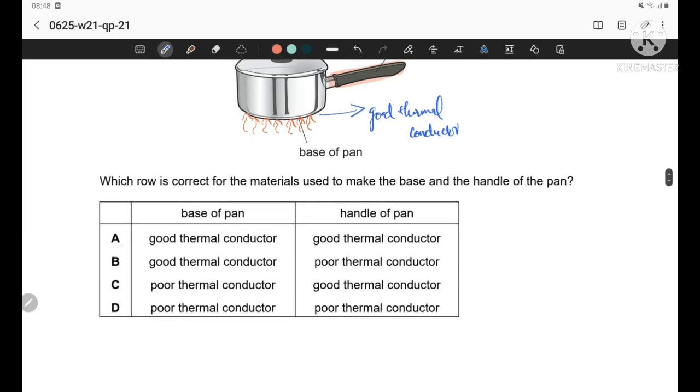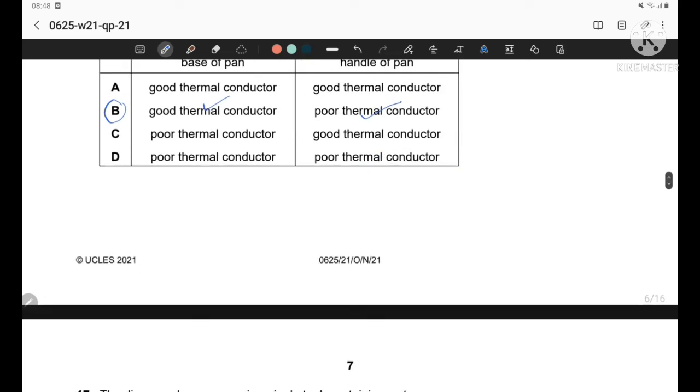So always the handle should be made with a material which is a poor thermal conductor. So the correct answer is option B. The base of the pan should be a good thermal conductor and the handle of the pan must be a poor thermal conductor. Then only we can hold it without burning our hand.